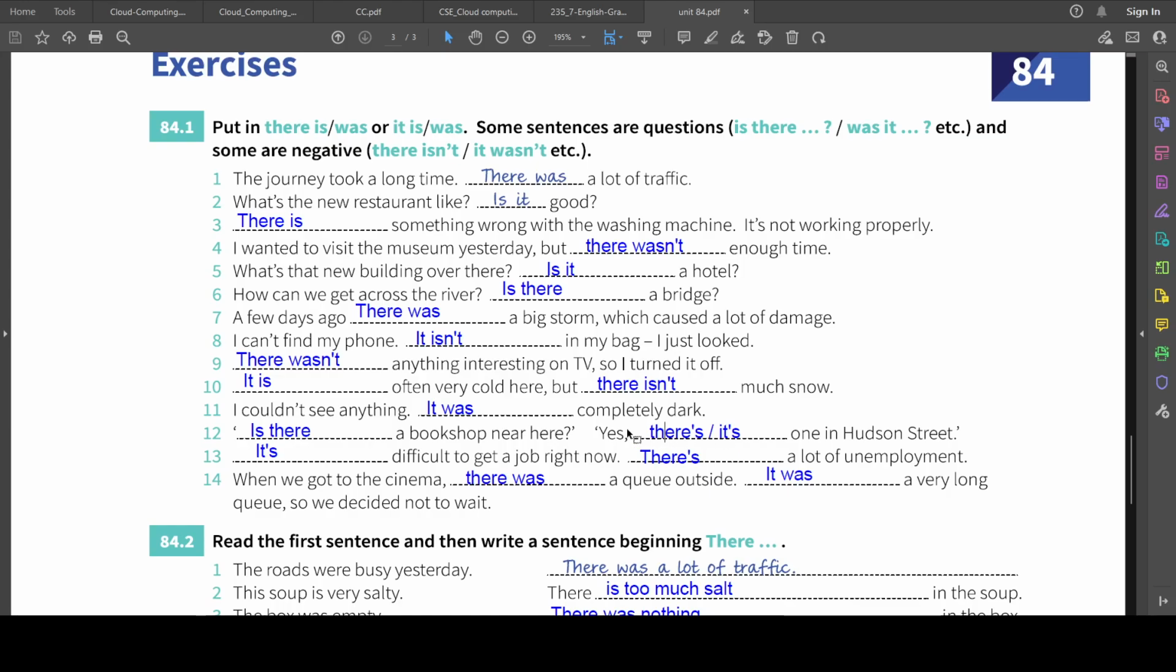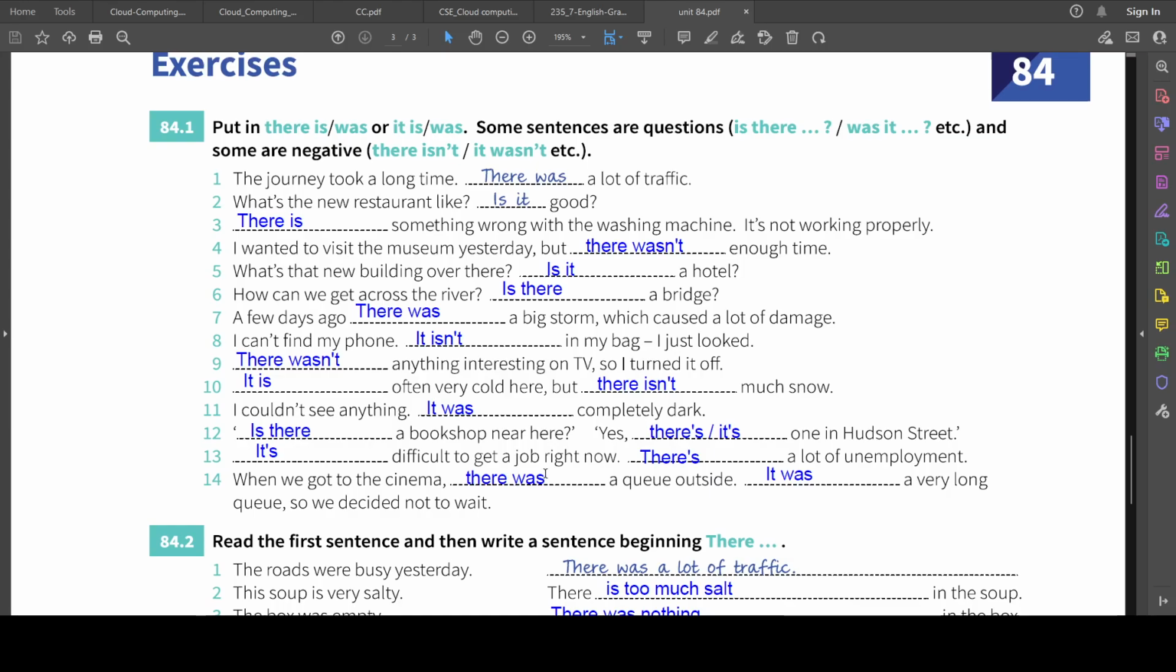Yes, there's one in Hampton Street, or there is, it's one in Hampton Street. Both of these are correct. There's or it's, because the first one, there's, is because we're talking about the existence, and the second one is because we are referring to a specific thing. Both of them are correct.